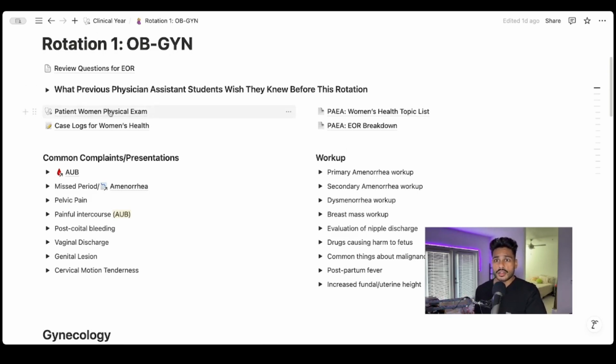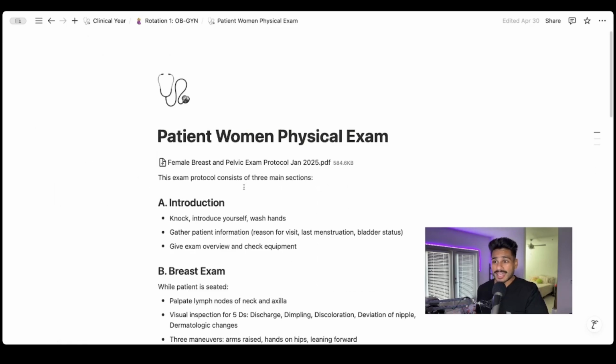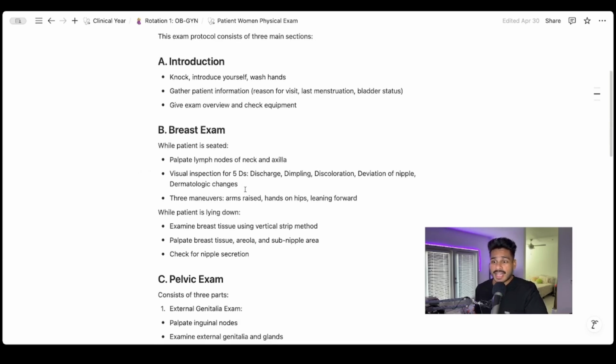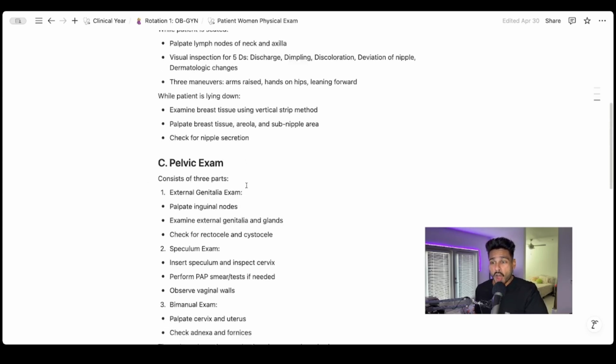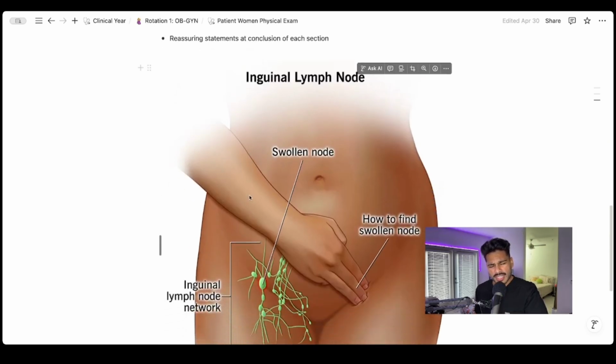But I think the most important page for the OB-GYN rotation is your physical exam, because you want to really have a page so that you can refer back to it. It is so important to know what a female specific exam looks like. And so I have a page for that, and it has everything from how to introduce yourself and exactly the steps of following a physical exam.